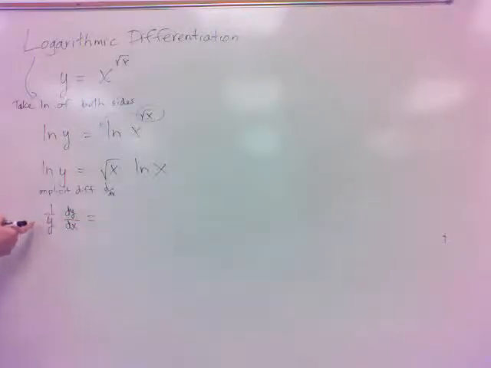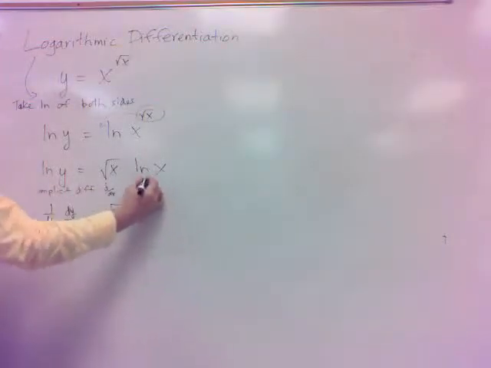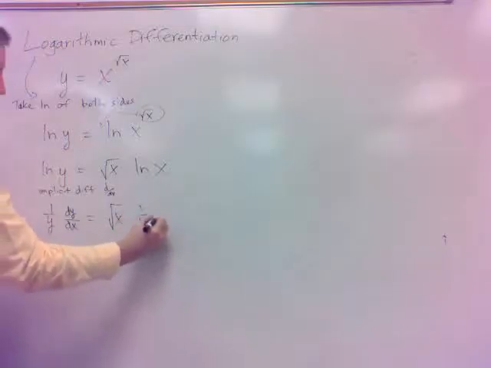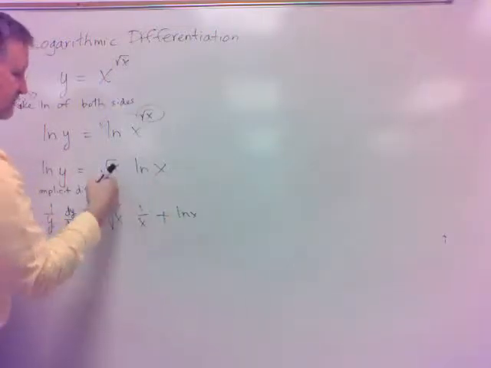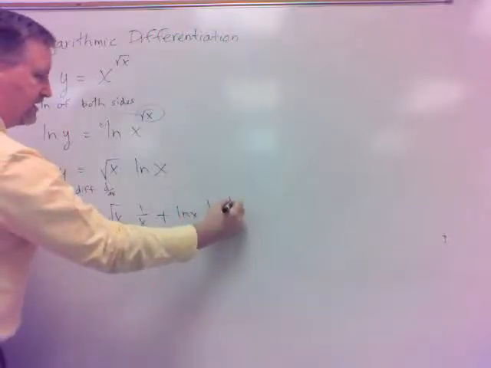So this side, the d dx of it would be 1 over y times dy dx. Okay? The other side, well, it's not too bad, but it is a product rule. So do our product rule here. Square root of x times the derivative of that. Well, the derivative of ln of x is 1 over x, plus the ln of x times the derivative of x to the 1/2, isn't it? So that would be 1/2 x to the minus 1/2.